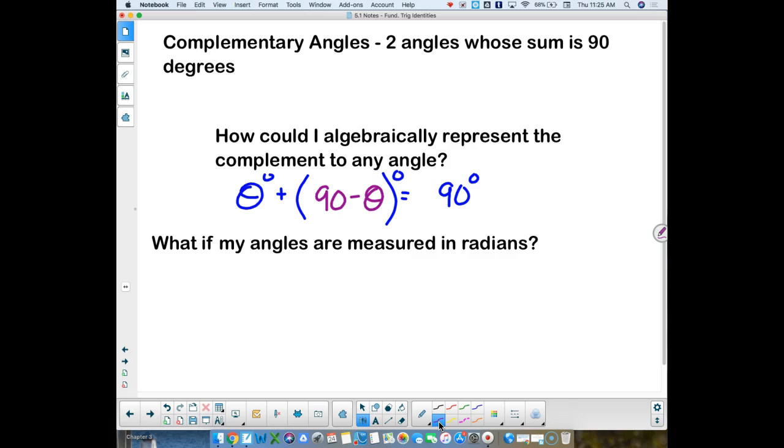If this were in radians, and I still had theta as my first one, what would my second one be? And what would 90 degrees be in radians? Well, first off, let's start there. What's 90 degrees in radians? Pi over 2.